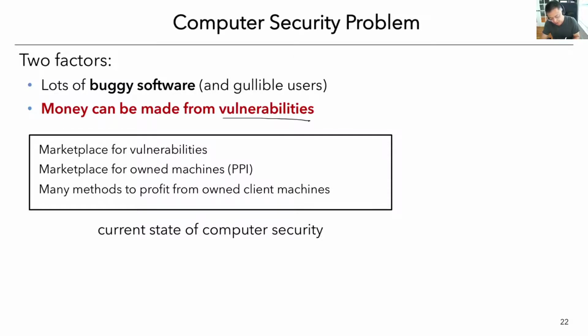So there are marketplaces for vulnerabilities, where vulnerabilities can be sold and bought. There are also marketplaces for owned computers. This is the current state of computer security. In the early days, compromising a computer was a bragging right. Now it's a way to make money. This is why malware like ransomware is so popular.